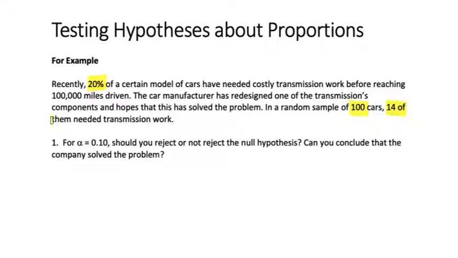So the question is, has the company solved the problem? Well, if the company has solved the problem, then that means the percentage of cars that need transmission work should be less than 20%. And so we want to see if our sample data supports that conclusion. So my null hypothesis here is that the proportion is still equal to 20%, or as a decimal, 0.20. And my alternative hypothesis, my hope, is that the proportion is less than 20%.